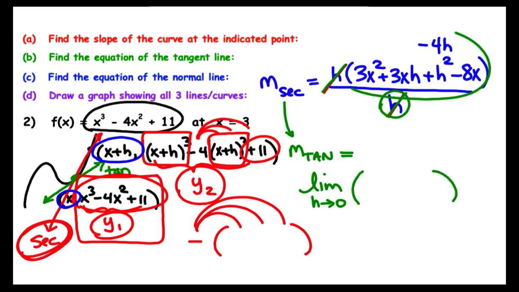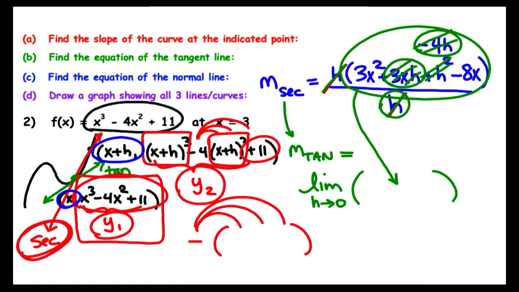So this stuff all gets dumped into here. I think I'm just going to be lazy and not write it twice. But if you have an h, you are now gone. Because if h is 0, you're going to get stuff like negative 4 times 0. Boom. 0 squared. 3 times x times 0. That's gone. So the slope of the tan line is going to be what's left over, which is 3x squared minus 8x.